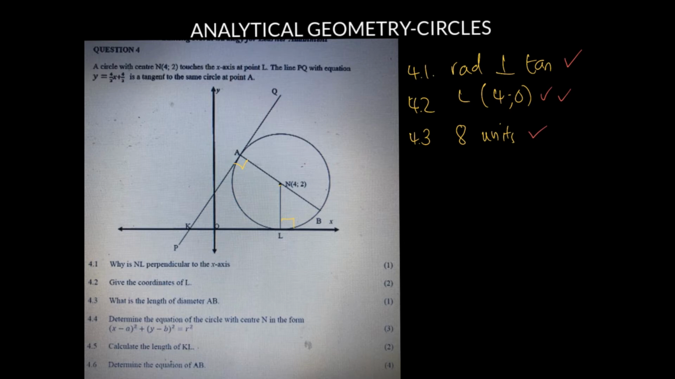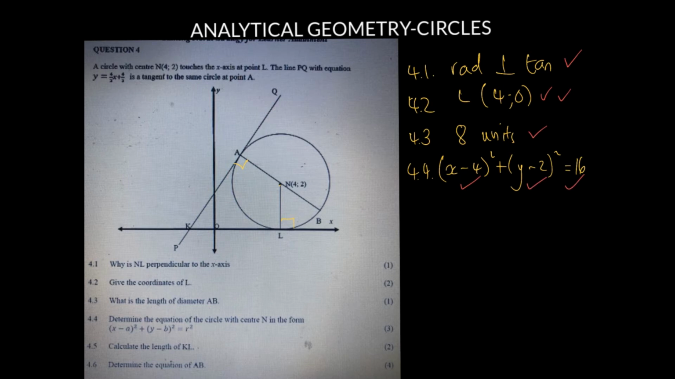Then in question 4.4, they ask you to determine the equation of the circle in center-radius form. So we need to sub in the values of a, b and r squared. We would write (x − 4)² + (y − 2)² = r². Now remember, the radius is 4, not 8, so 4 squared gives us an r squared of 16. That's out of 3 marks. I imagine there would be a mark on each bracket and then on the 16 as well.